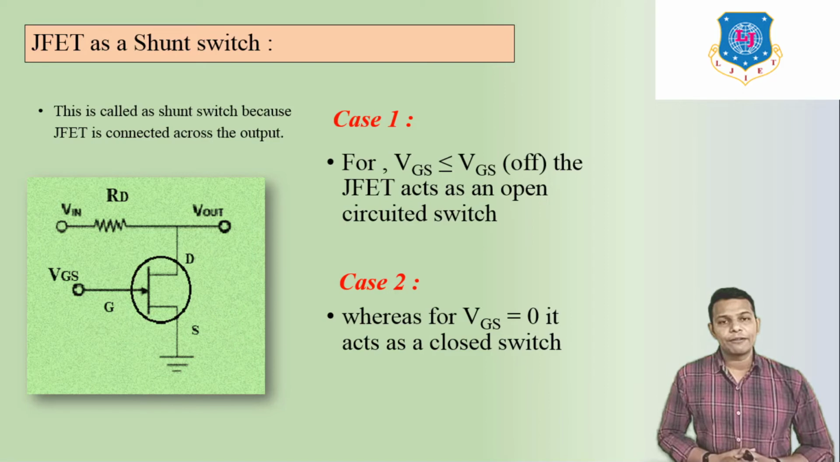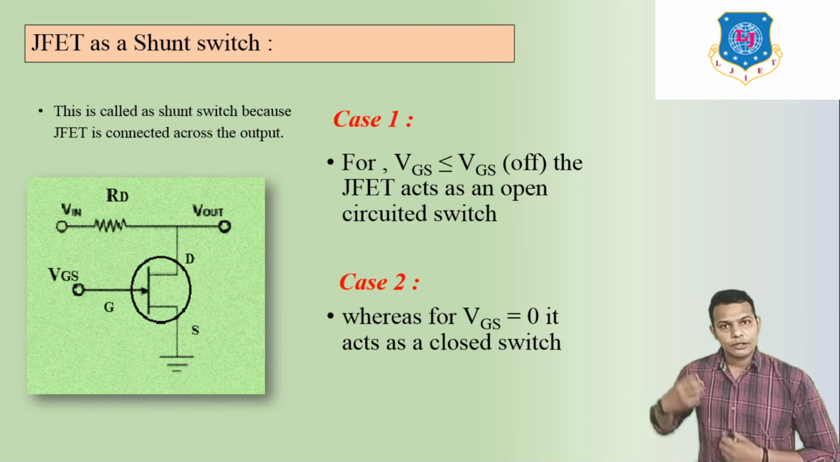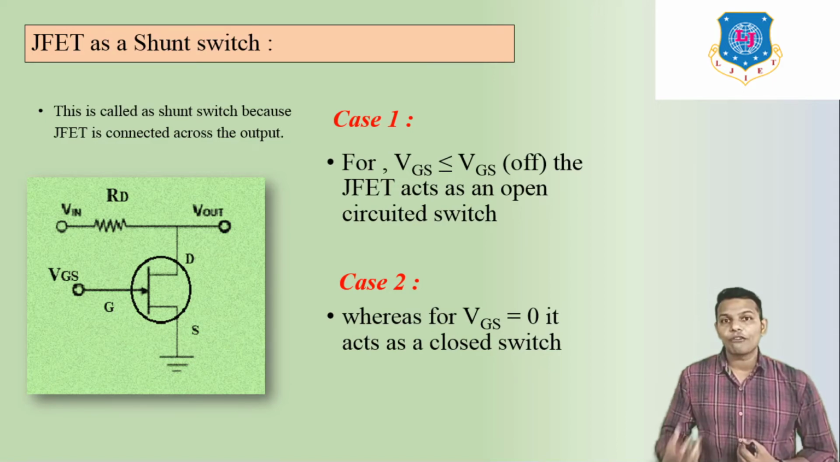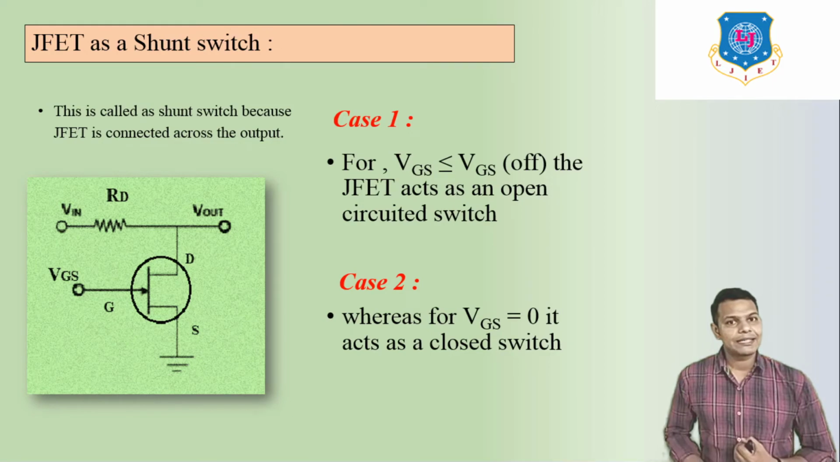Now case number 2. If we apply VGS equal to 0, the depletion region is minimal initially. So there is a flow of current, or drain current. So there is a closed switch.